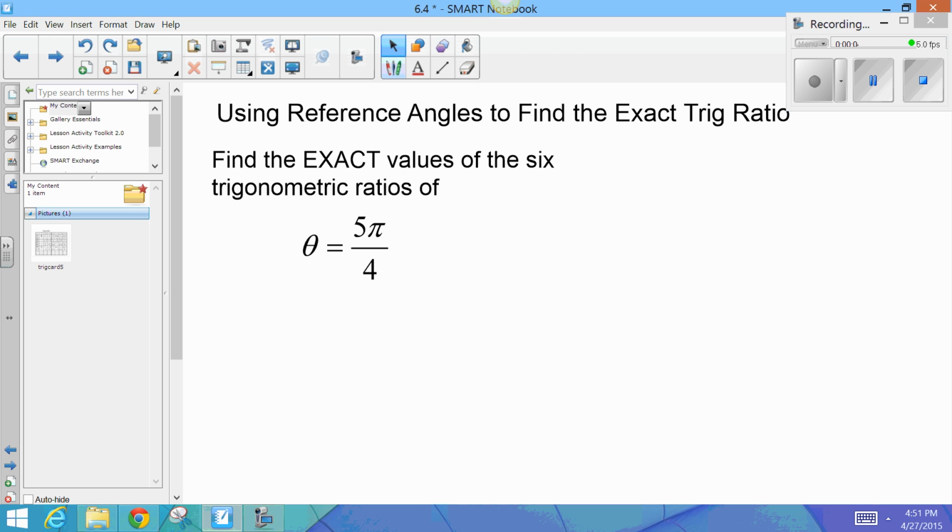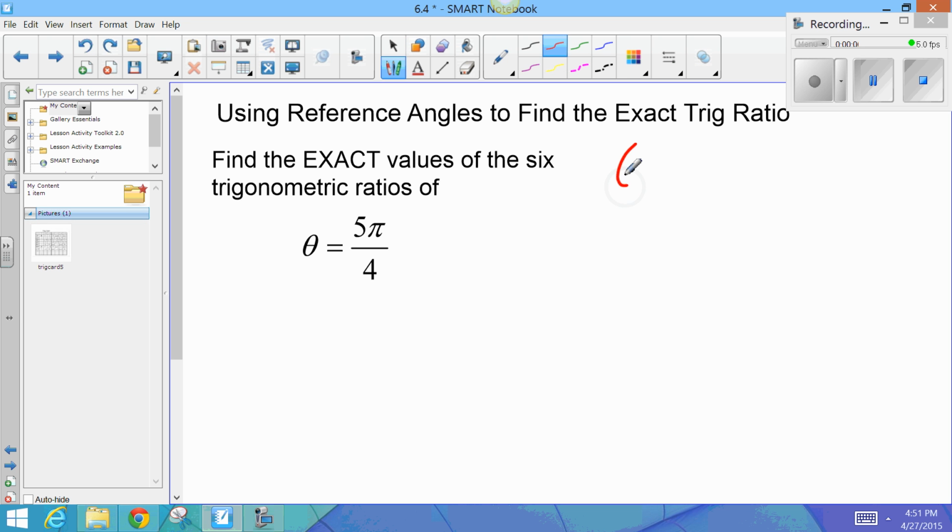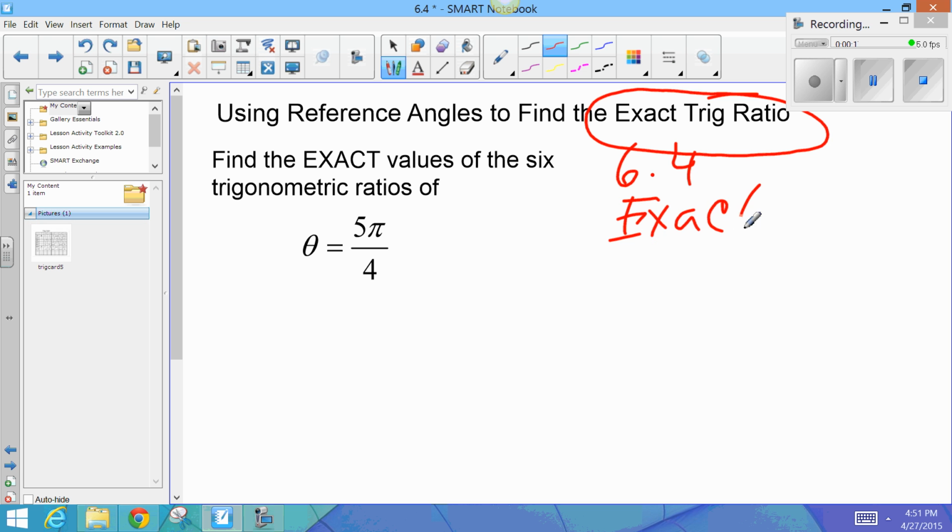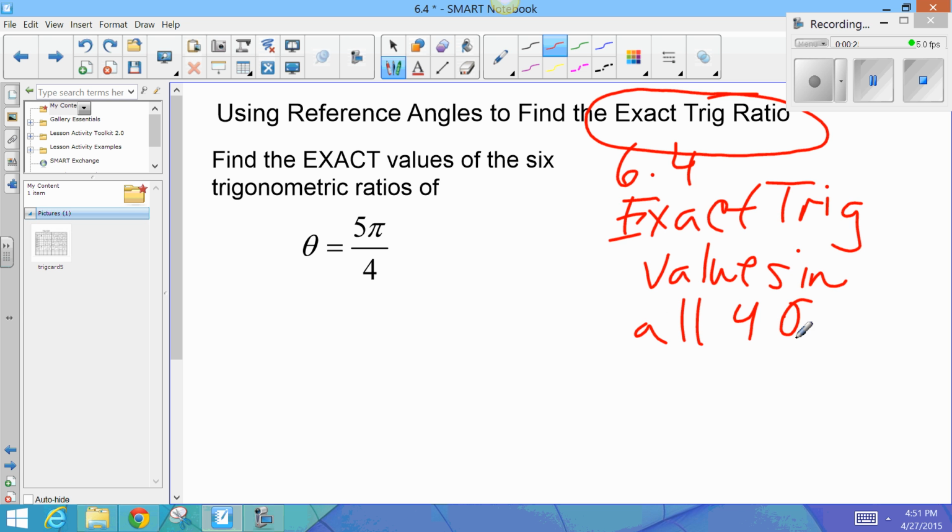This is pre-calculus notes on section 6.4. Exact trig values in all 4 quadrants.